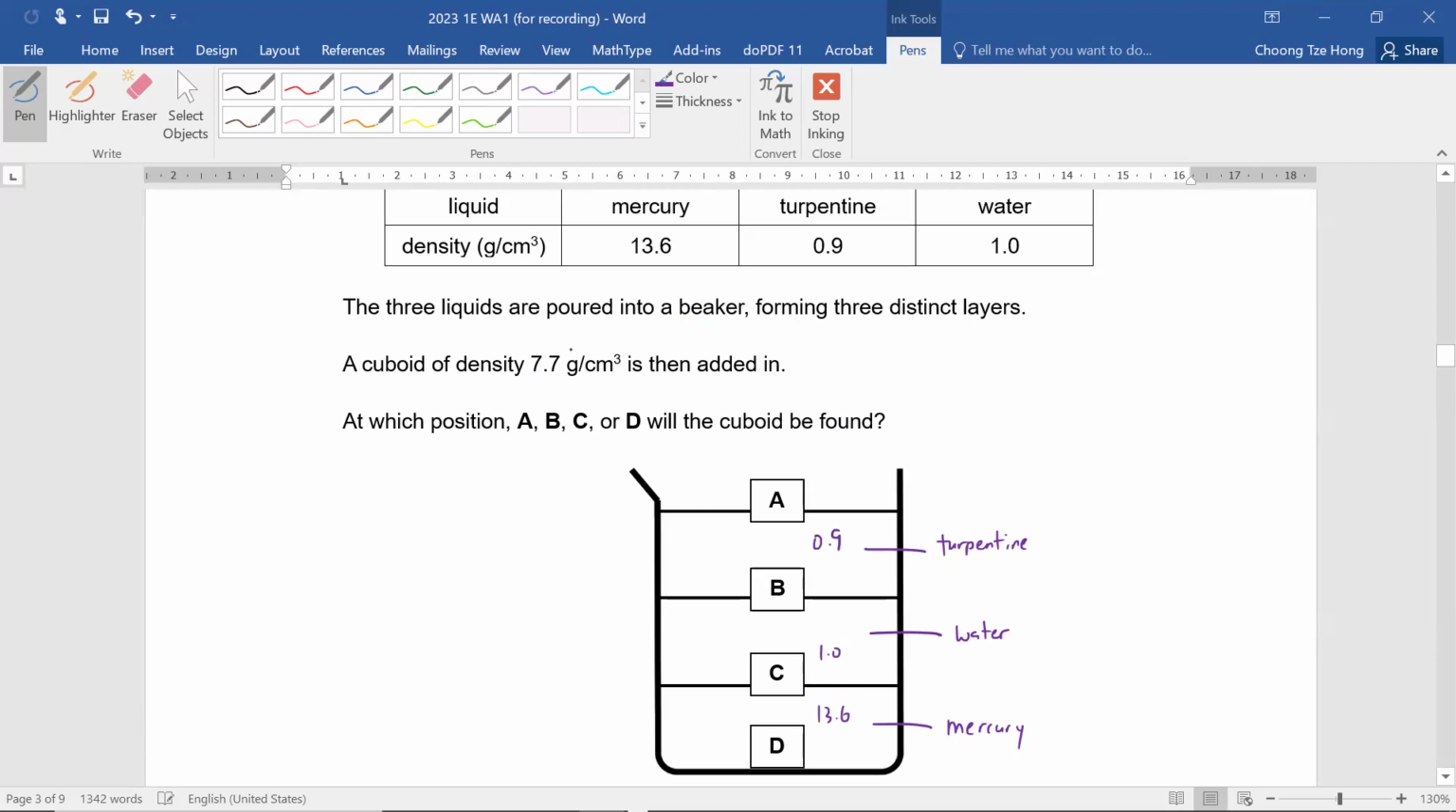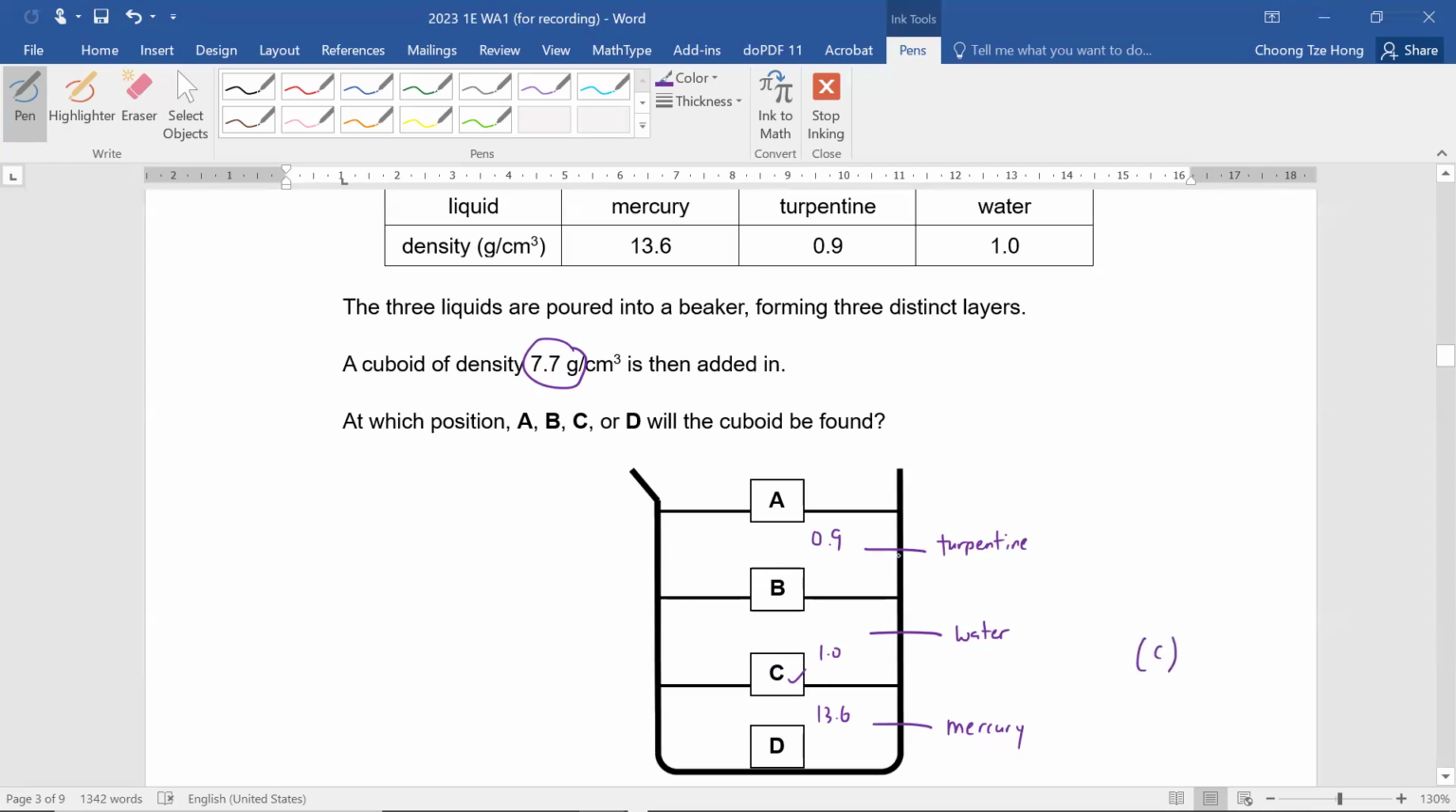Now the density of the cuboid is 7.7 grams. So where will it be? It will definitely sink inside turpentine. It's more dense than turpentine. It will sink in water also, but it will float in mercury. So the final position will be somewhere here, like C. Float in mercury but sink in water, right? So the answer would be C.